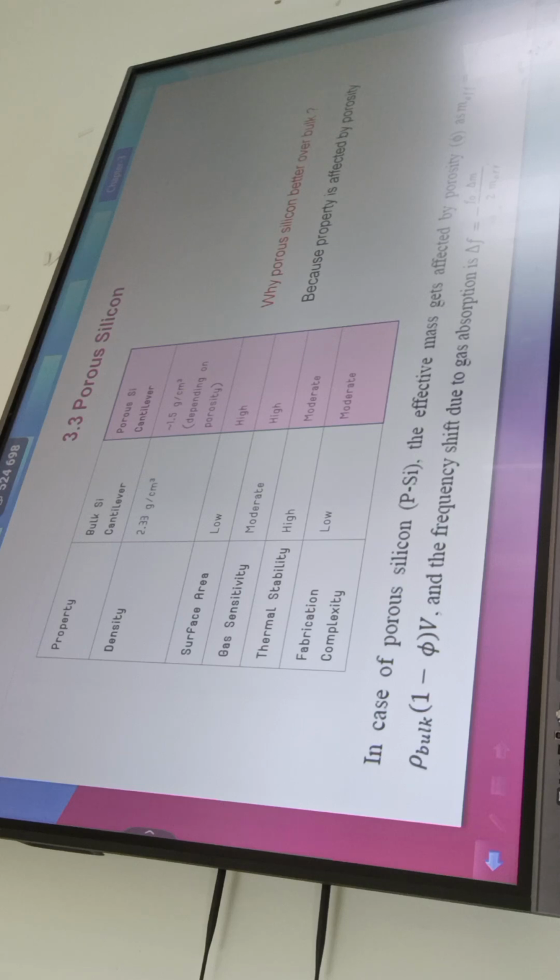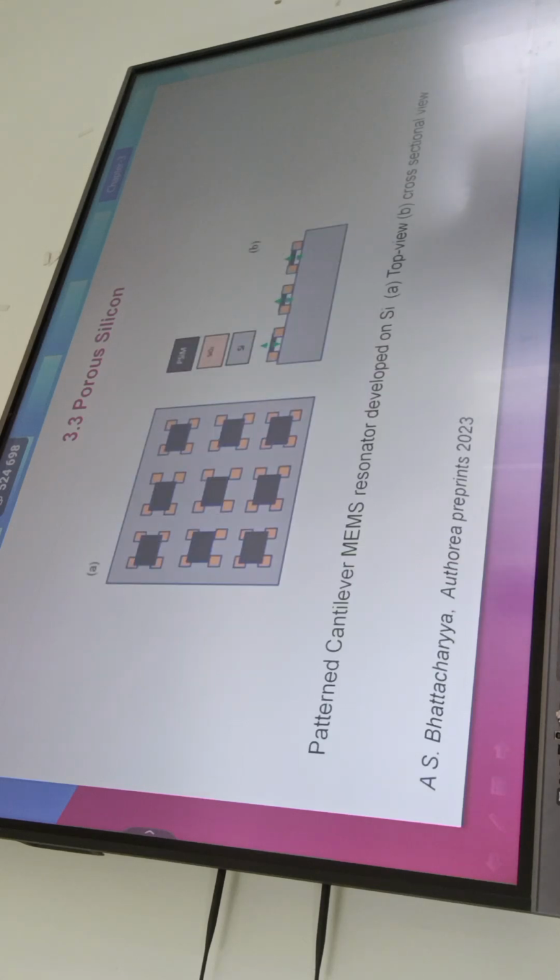The effective mass gets affected by the porosity, the same equation which I have explained earlier. So this slide indicates nothing but the design or the pattern of the cantilever MEMS resonator developed on silicon substrate. Figure A indicates the top view of the design, and B indicates the cross-sectional view. This is the porous silicon device.